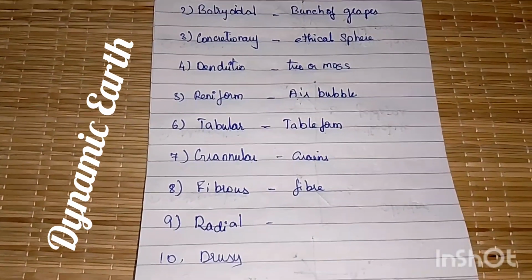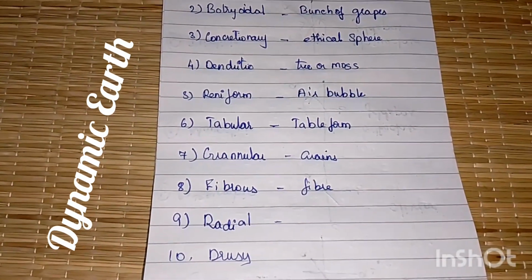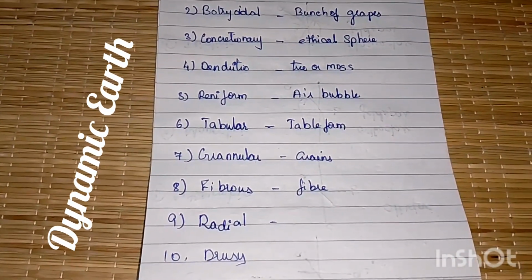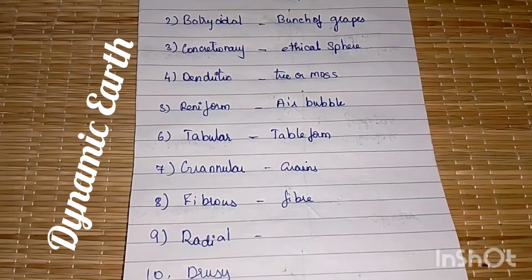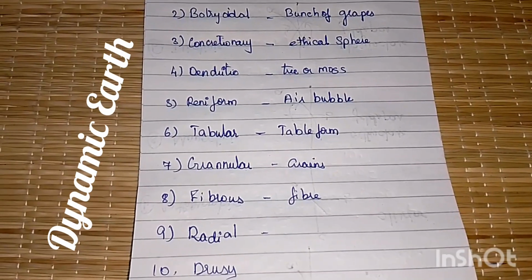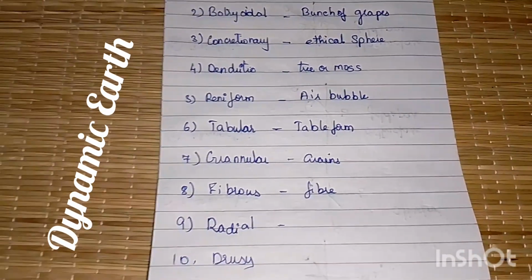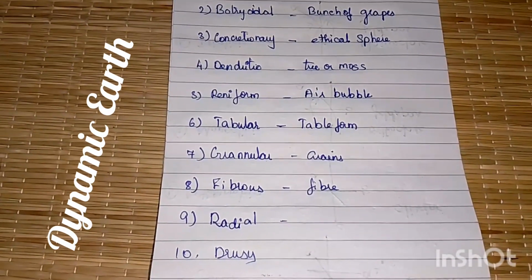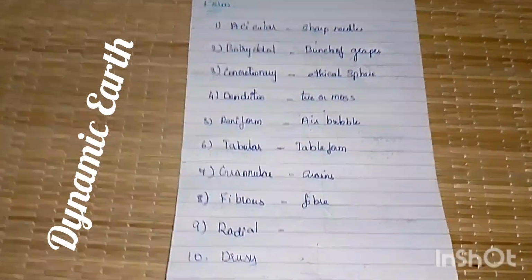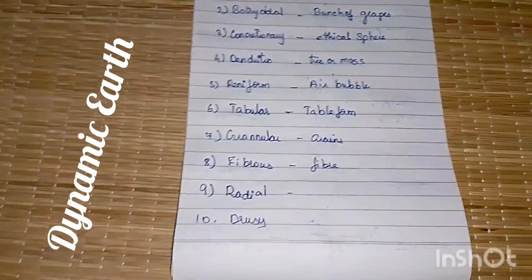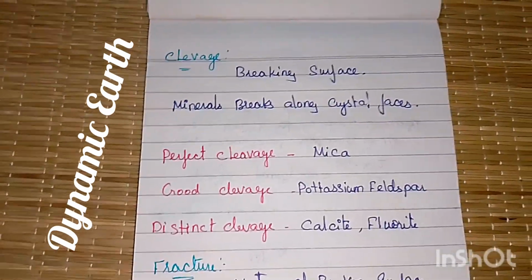Concretionary form is developed by detached masses of spherical, ellipsoidal or irregular shape. Examples are flint nodules or chalk. Then dendritic form is developed in thin joints and looks like a tree or moss. An example of this is manganese ore. The fifth one is reniform, which is an air bubble like structure, the sixth is tabular, and the seventh is granular. Fibrous, radiating and others are the other forms of crystalline minerals.